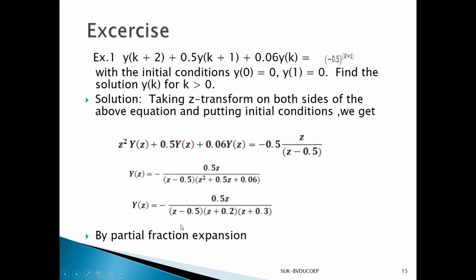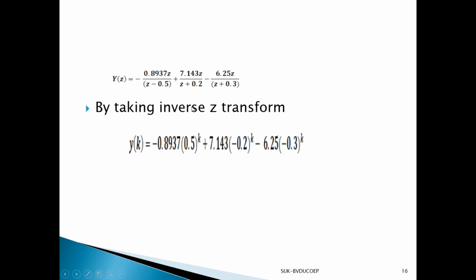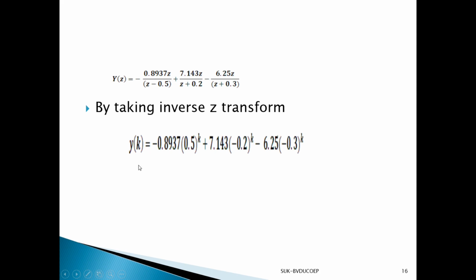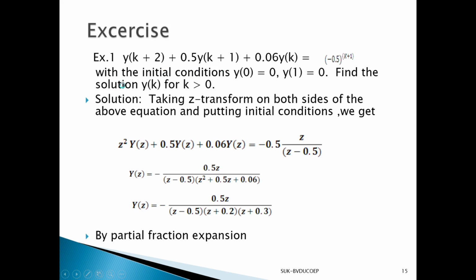So A divided by z minus 0.5, B divided by z plus 0.2 and C divided by z plus 0.3, and finding, as usual, z equal to 0.5, z equal to minus 0.2. You calculate the values and I have put these values A, B, C. So this is my Y(z). See here, Y(z) upon z I have done here and then I have taken it here. When I am doing partial fractions, as earlier, you have to do Y(z) upon z and then solve.